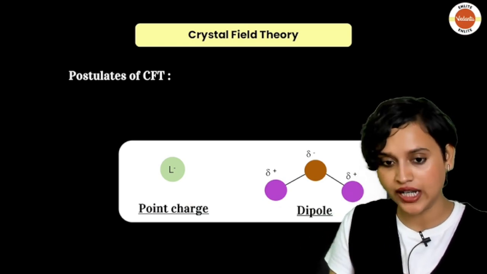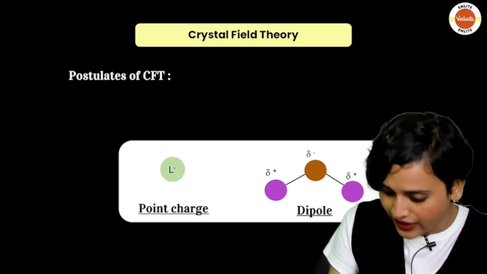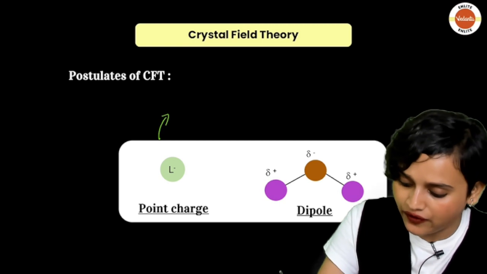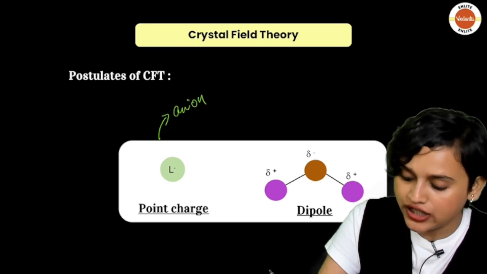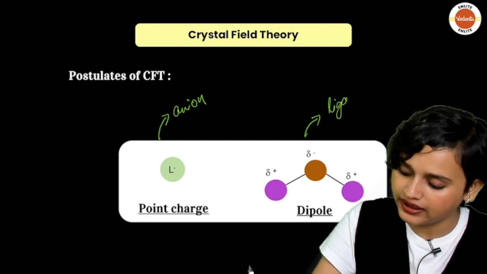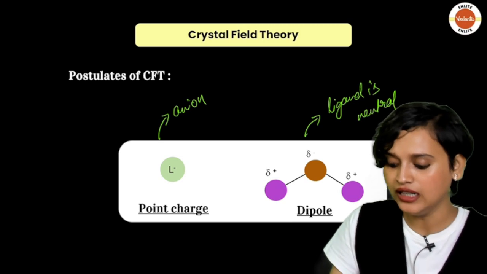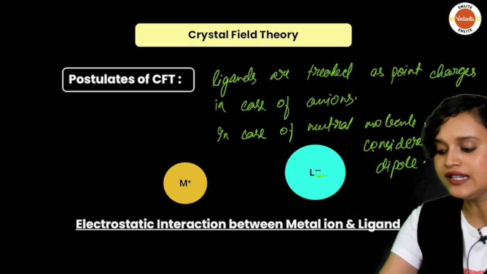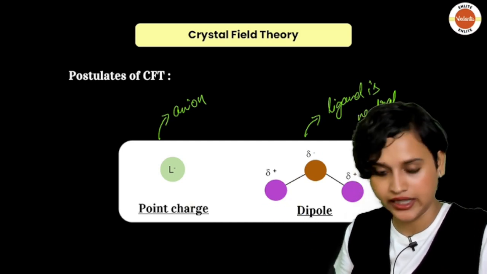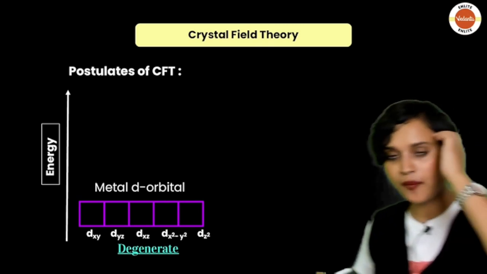Now let's understand this a little better. This is what I told you: if it is an anion, you consider it a point charge, and a dipole if the ligand is neutral. So this is the first postulate of CFT. CFT is crystal field theory. Got it? Clear? Awesome.